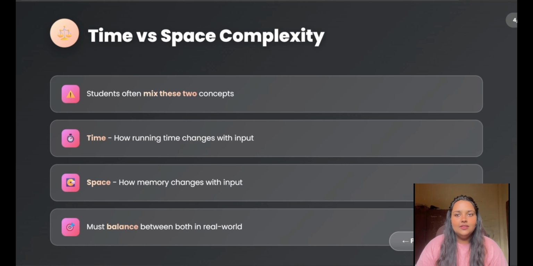At this point, it is very important to clearly distinguish between time complexity and space complexity because students often mix these two concepts. Time complexity tells us how the running time of an algorithm changes with input size. Space complexity, on the other hand, tells us how the memory requirement changes with input size. An algorithm can be very fast but use a lot of memory, or it can be slow but use very little memory. In real-world software development, we often have to make a balance between these two.